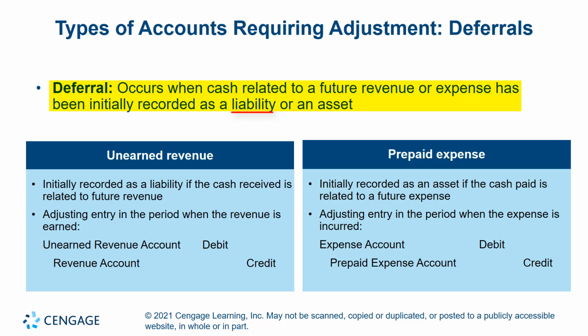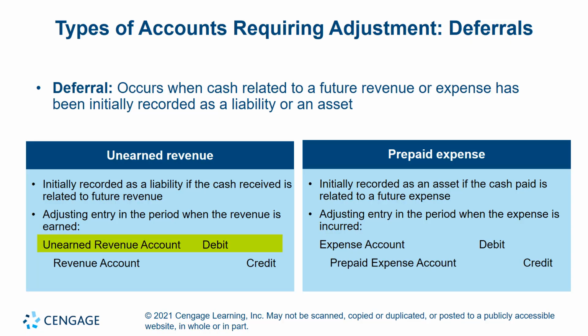Well, in this period, service was performed, and so revenue was earned and needs recognition. At the end of this period, we need to record an adjusting entry to adjust the revenue deferral. What was unearned before needs to be adjusted. A portion of it needs to be shown as earned. How do we do that entry?